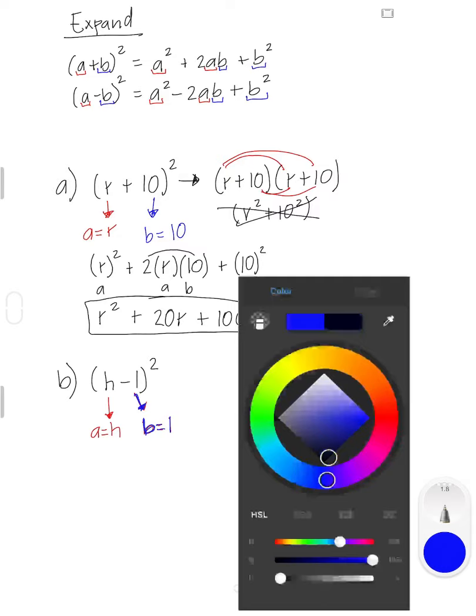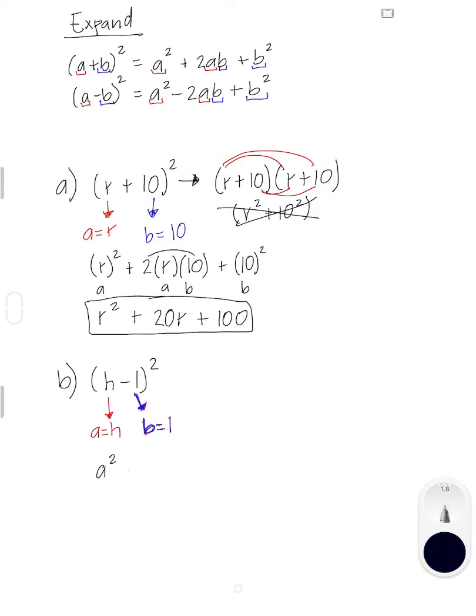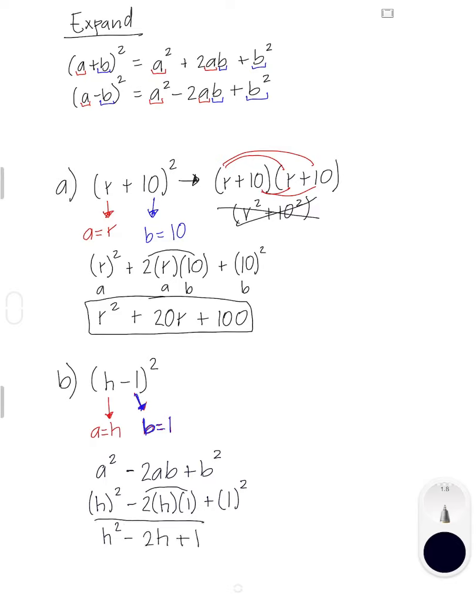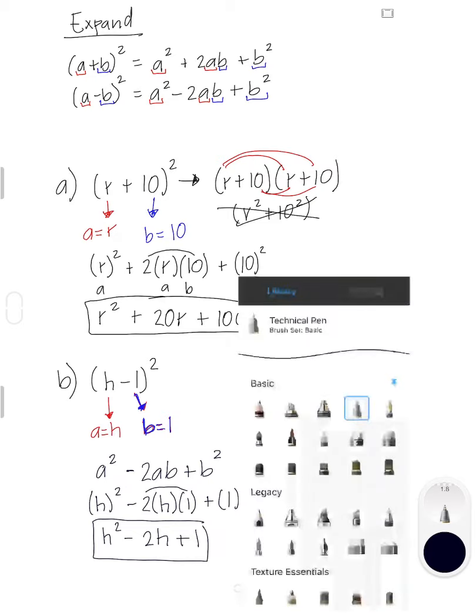Okay. So again, our formula says that we have a squared. Now because this is a negative, it's going to be negative 2ab and then plus b squared. So this will be h squared minus 2 times h times 1 plus 1 squared. So I plugged them in, that was a replacement that I did with a and b. And this becomes h squared minus 2 times 1, which is 2h, and then plus 1 squared, which is 1. Okay?